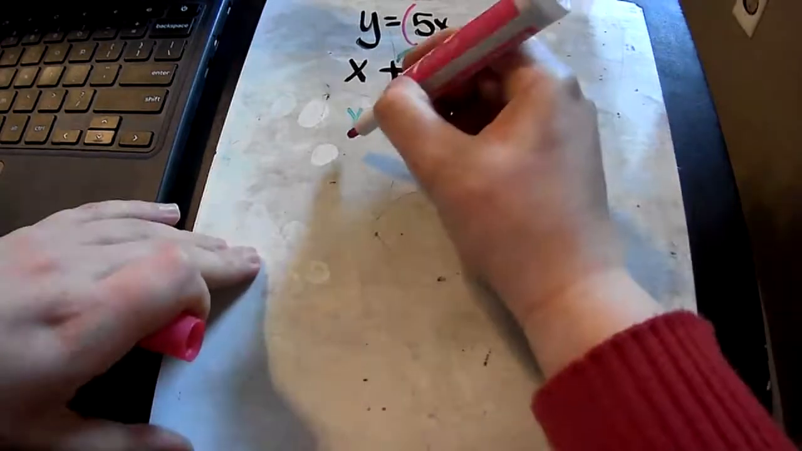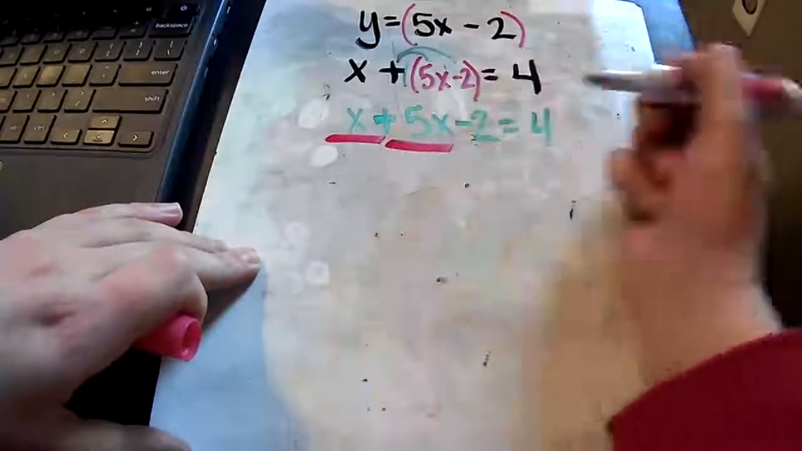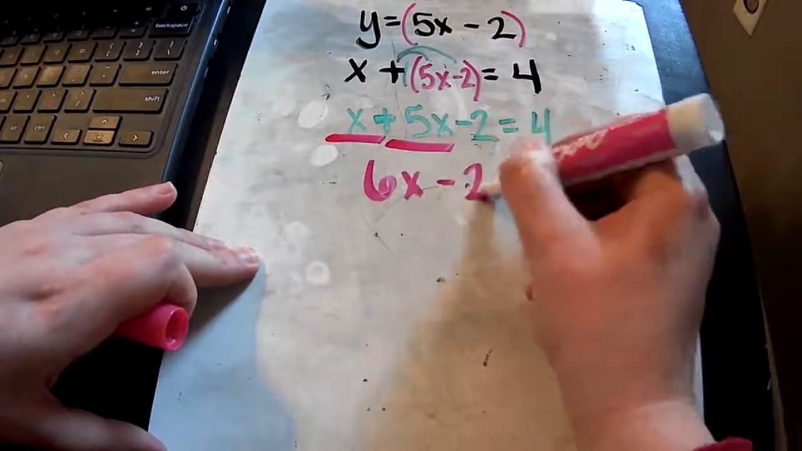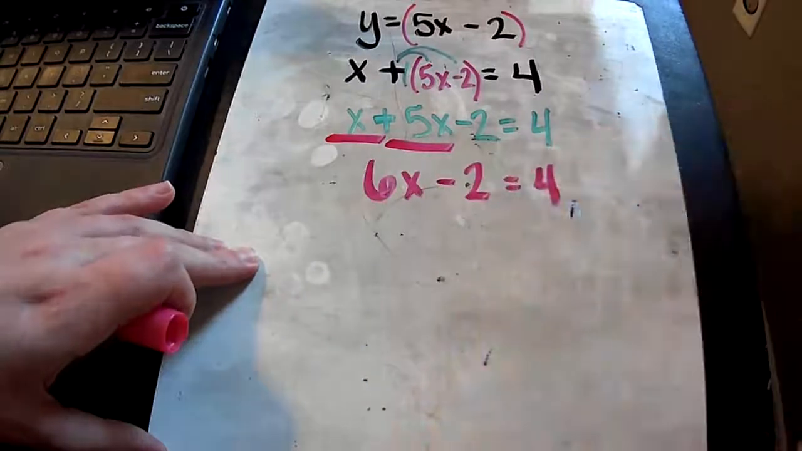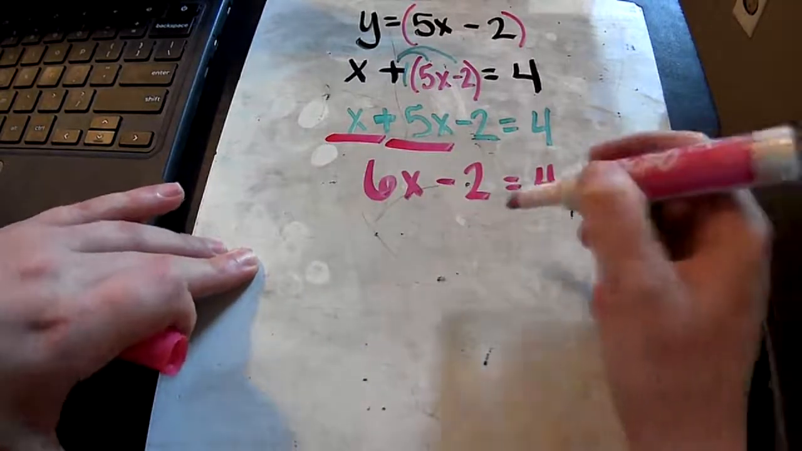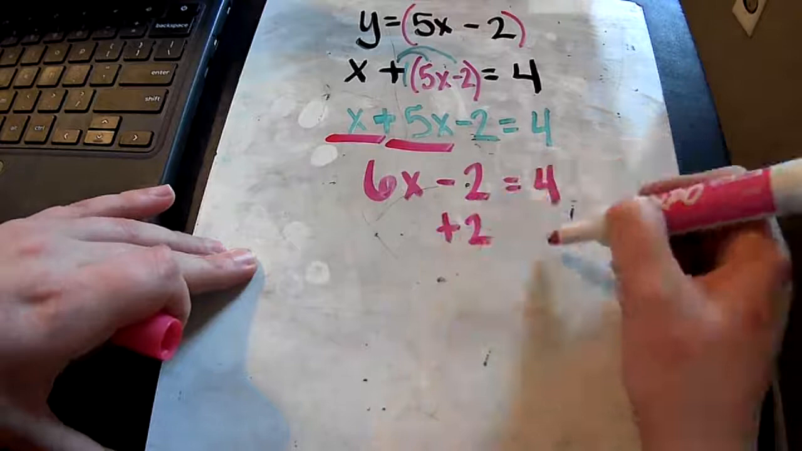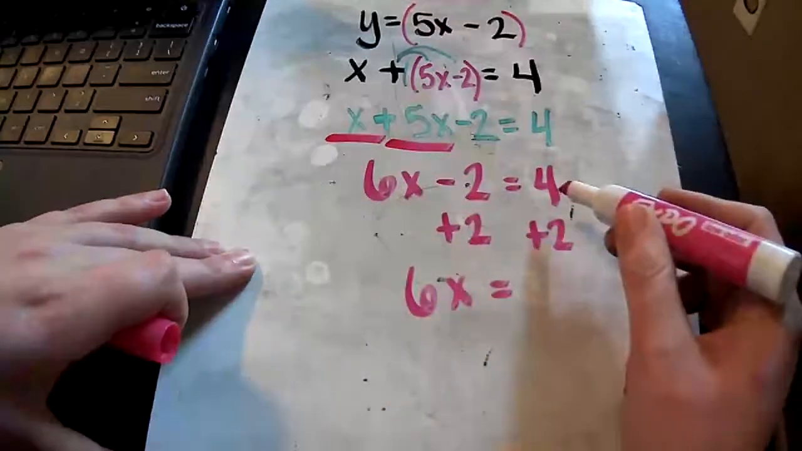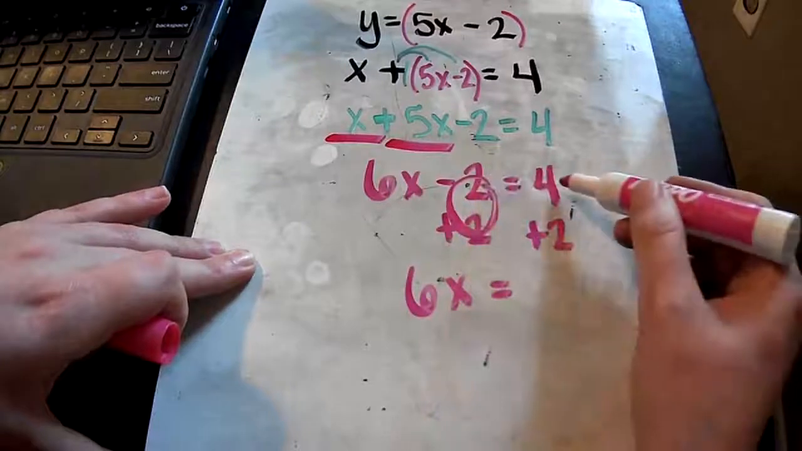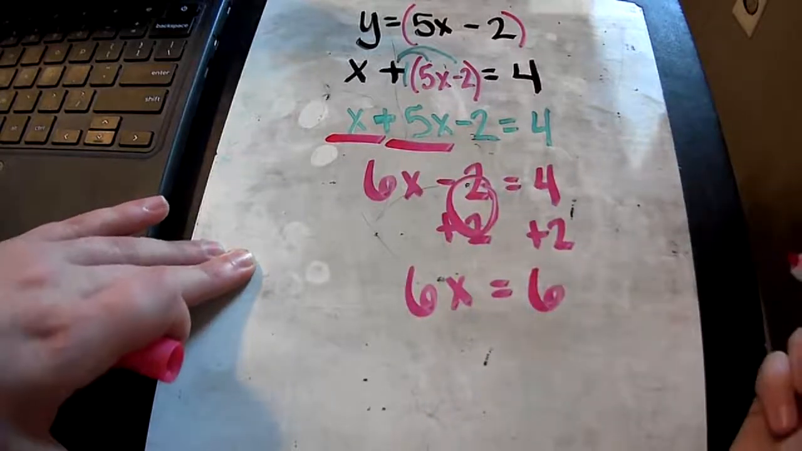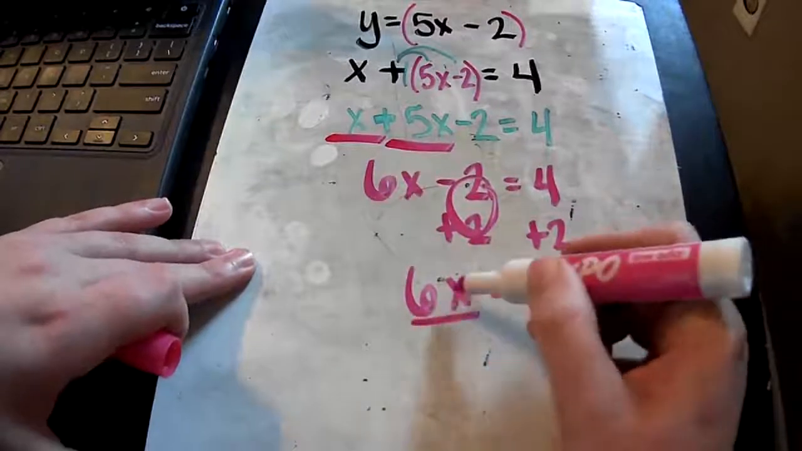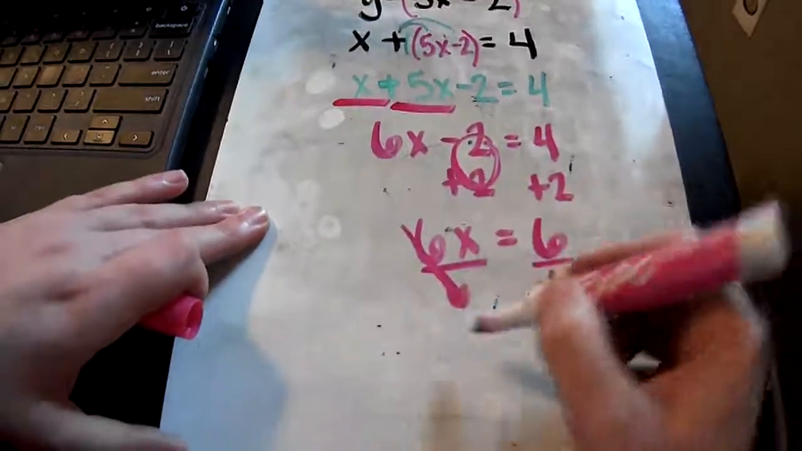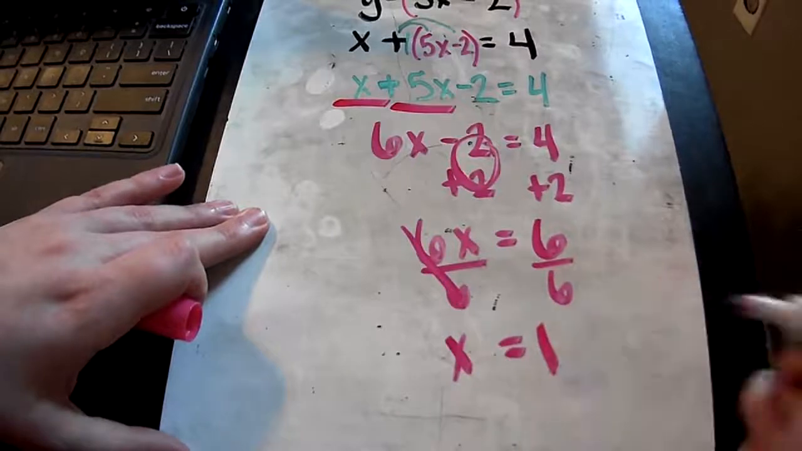Now we're going to combine like terms. 1x plus 5x is 6x. I still have the minus 2 equals 4. This is a two-step equation. We're going to solve by adding 2 to both sides. 6x equals, well, these canceled, right? So 4 plus 2 gives me 6. If I'm trying to solve for x, I would divide by 6. These will cancel, and now I have x equals 1.